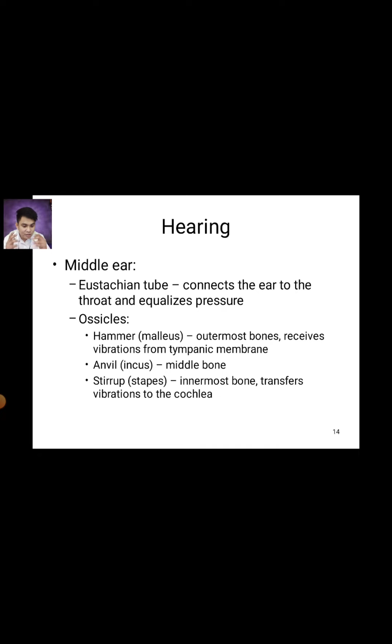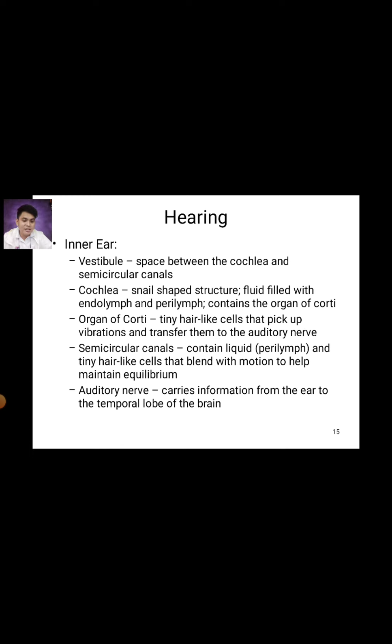The semicircular canals contain liquid, perilymph, and tiny hair-like cells that bend with motion to help maintain equilibrium. What is the auditory nerve? It carries information from the ear to the temporal lobe of the brain. Also remember that.